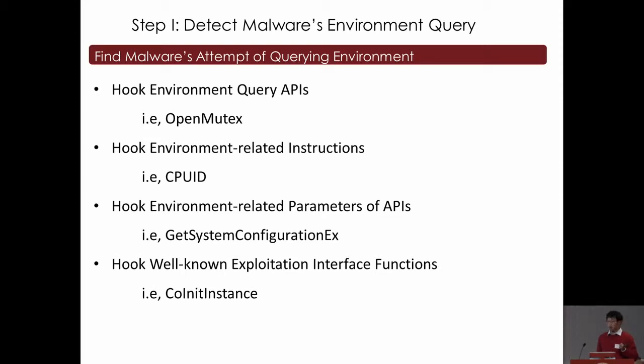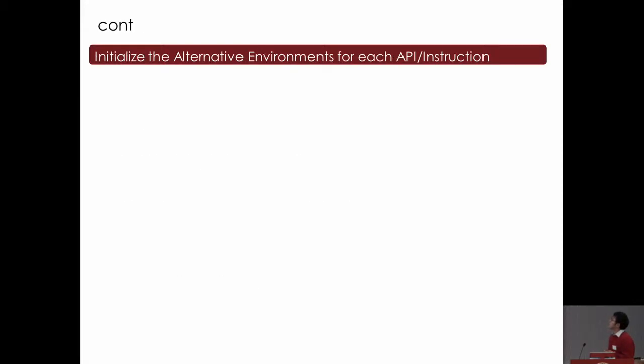After we find the malware's attempt at querying the environment, what do we do? We want to initialize the alternative environments for each instruction and API return.